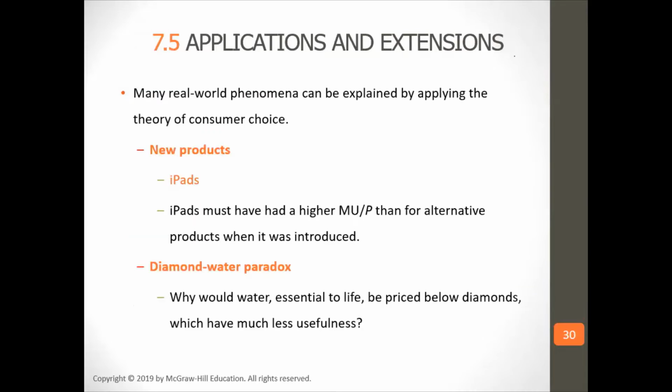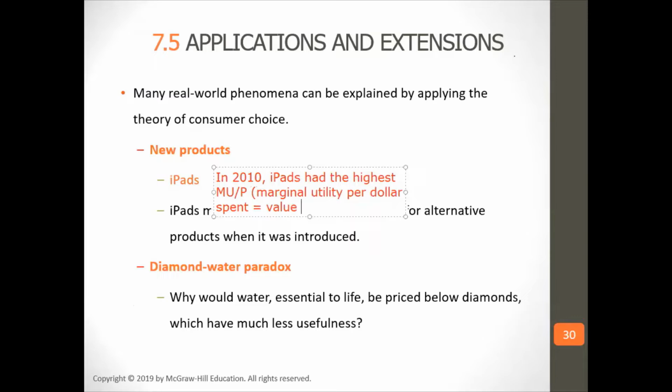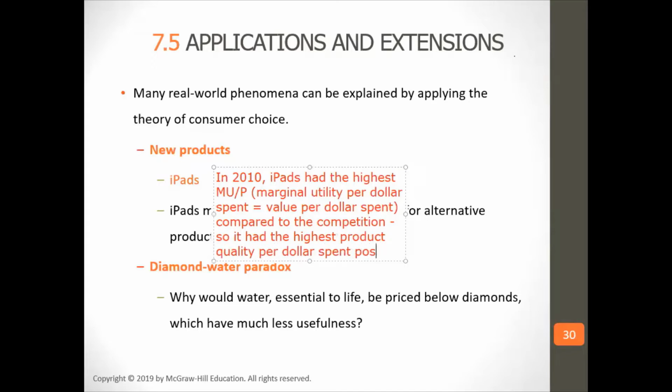In this case, iPads had the highest MU/P compared to alternative products when it was introduced. So in 2010, iPads had the highest MU/P, marginal utility per dollar spent, which is also value per dollar spent compared to the competition. So it had the highest product quality per dollar spent possible, which made people buy it.